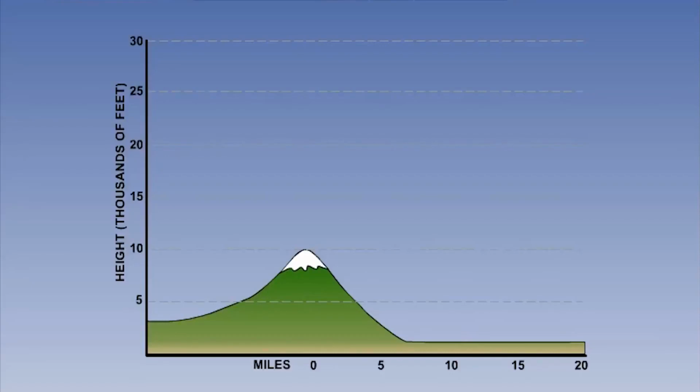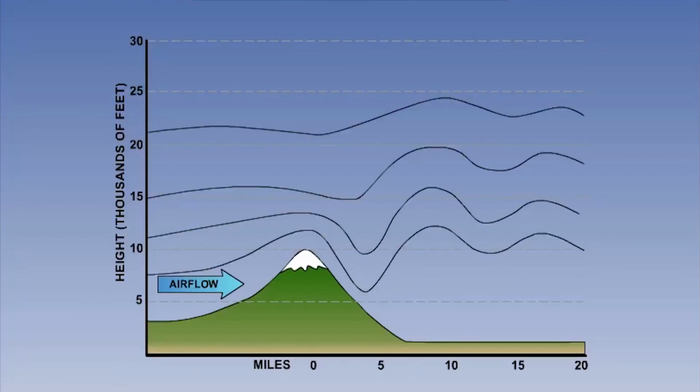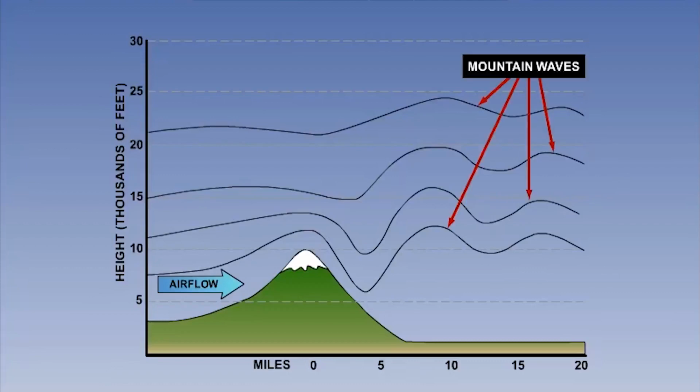The effect of horizontal airflow over mountains and hills creates a very unique phenomenon. Looking at the diagram, we can see a mountain being exposed to horizontal airflow from the left. As the air flows over the mountain, it starts to oscillate in a wave-like pattern. These oscillations are known as mountain waves, Lee waves, or standing waves.